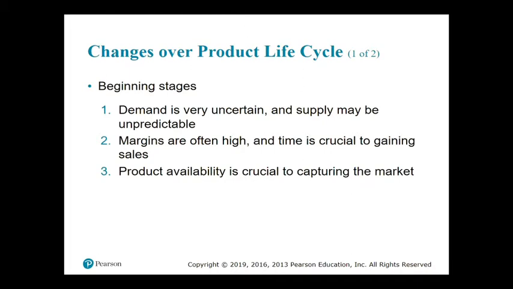And of course, product availability is very important in this phase as well, because you want to capture as much market as possible. And here, cost is often a secondary consideration. So for these stages, what is the implied uncertainty? High uncertainty. And what is the correct supply chain configuration? Responsive.